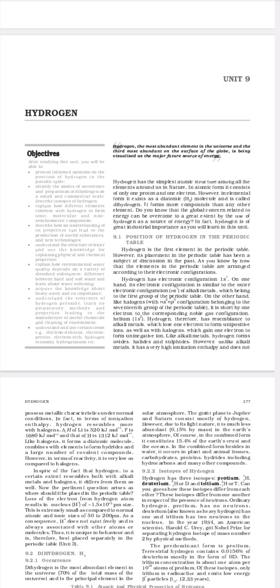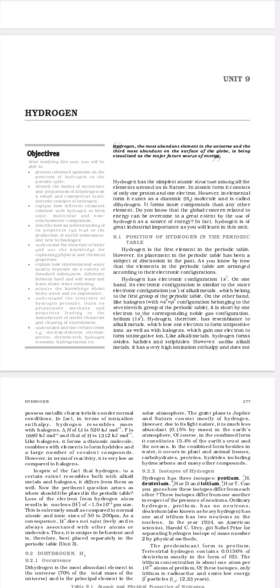Understand the structure of water and use the knowledge for explaining physical and chemical properties. Explain how environmental water quality depends on a variety of dissolved substances, the difference between hard and soft water, and learn about water softening. Acquire the knowledge about heavy water and its importance. Understand the structure of hydrogen peroxide, learn its preparatory methods and properties, leading to manufacture of useful chemicals and cleaning of the environment. Understand and use certain terms, for example, electron deficient, electron precise, electron rich, hydrogen economy, and hydrogenation, etc.